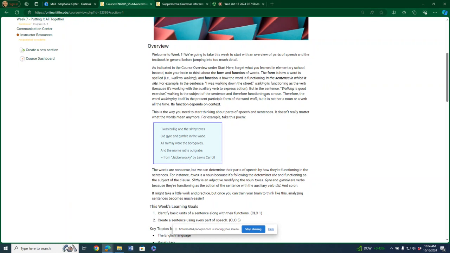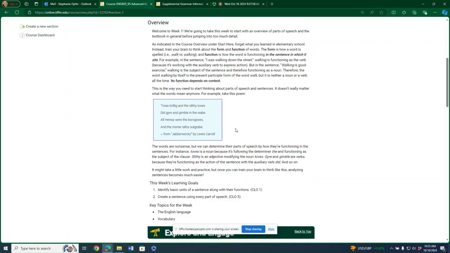But so you cannot just look at a word and say, oh yeah, I know that's a verb, because it can function as something different. So that's why it might be helpful for you to forget all that elementary school stuff and start thinking in terms of form and function for words. All right. And to illustrate this, I have the poem Jabberwocky by Lewis Carroll here. It's full of nonsense words, but we know it makes a little bit of sense to us because we know the parts of speech because of the way the words are functioning in their context.